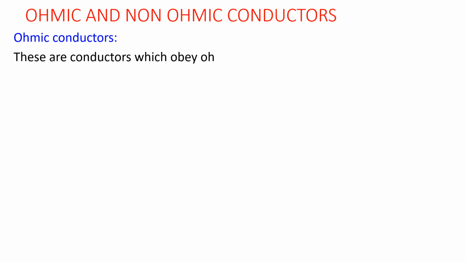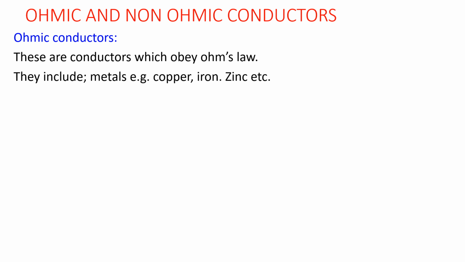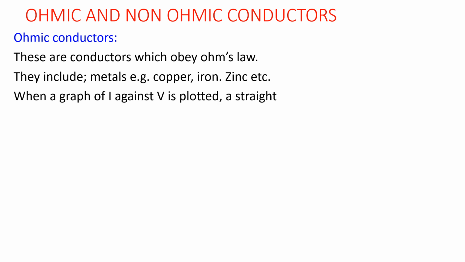Ohmic and non-ohmic conductors. I think that's why we have to discuss ohmic and non-ohmic conductors. Ohmic conductors are basically those conductors that obey Ohm's law. They include metals: copper, of course, one of the best conductors of electricity, iron, zinc, etc. When a graph of I against V is plotted, we get a straight line through the origin.